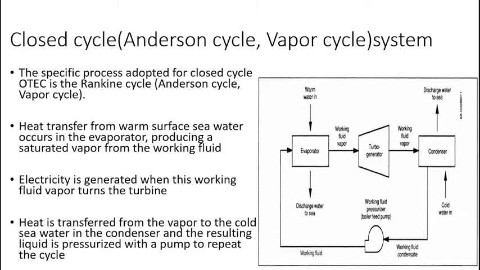The specific process adopted for this closed cycle OTEC is a Rankine cycle, also known as Anderson cycle or vapor cycle. This Rankine cycle is a thermodynamic cycle describing the process by which certain heat engines allow mechanical work to be extracted from a fluid as it moves between a heat source and heat sink.